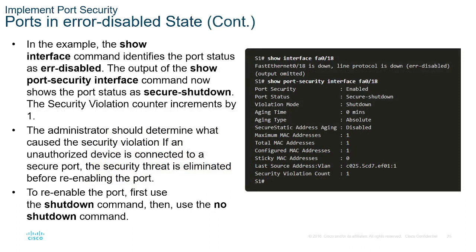So, how to check yung ating error disabled state? I just need to type show interface. Then makikita natin F0/18 is down, and then err-disabled, output emitted. Ayan, error disabled. So, the administrator should determine what caused the security violation, if there is an unauthorized device connected to a secure port. So, para ma-enable yung port, kailangan mo munang i-type yung shutdown and then use the no shutdown command para mag-up ulit yung link nung port na yun.